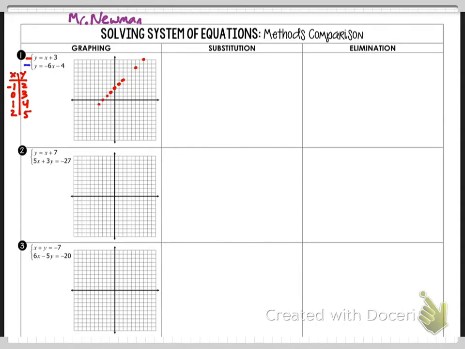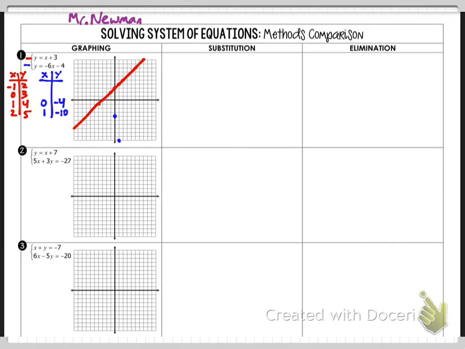I could go plot a few more points just to help me out with that if I want to plug in some other values. And you should get a straight line just like that. Then, for x and y here, I'm going to plug in 0 again, leave some space. When I plug in 0, I get negative 4. When I plug in 1, I get negative 10. Notice that's going to go off the graph pretty quickly.